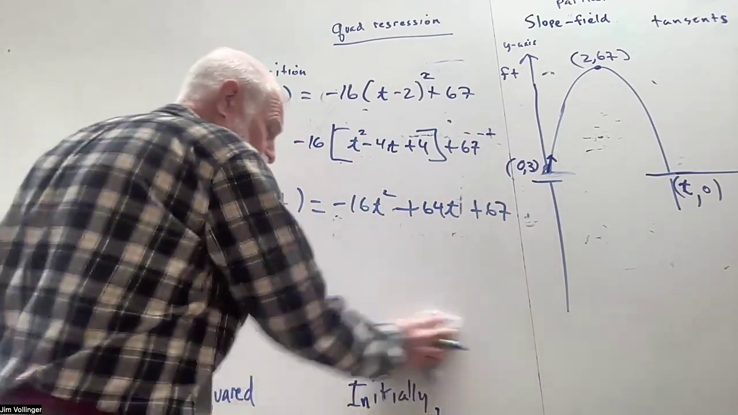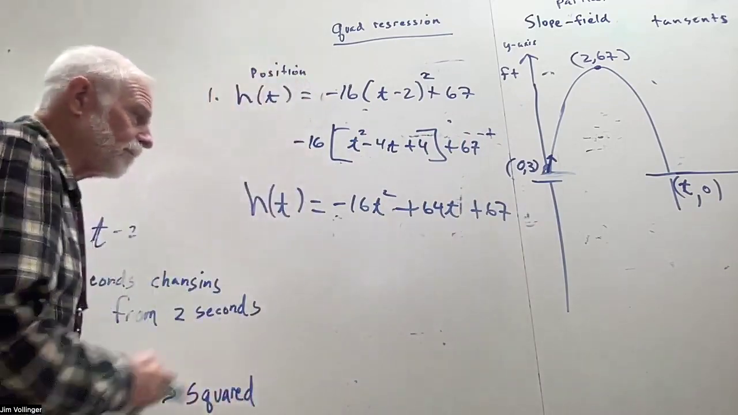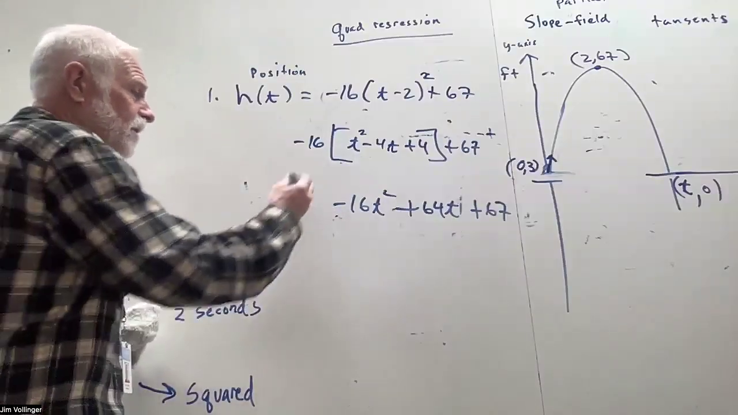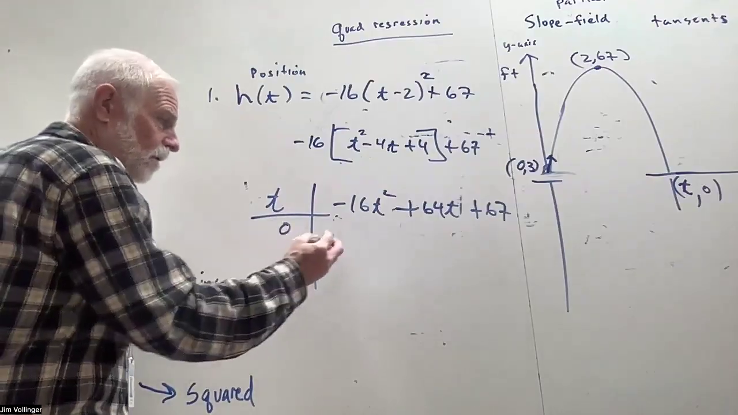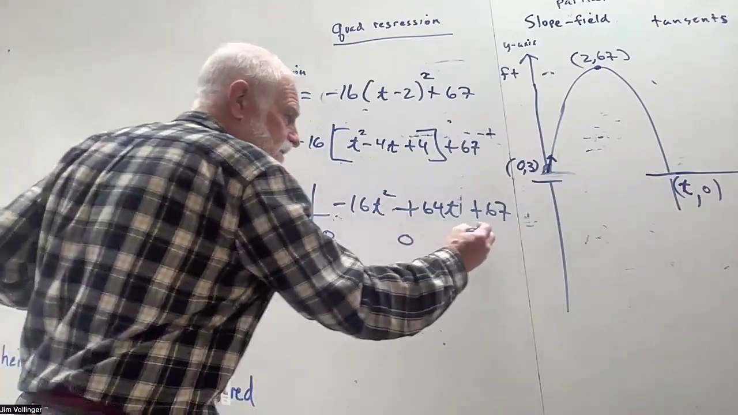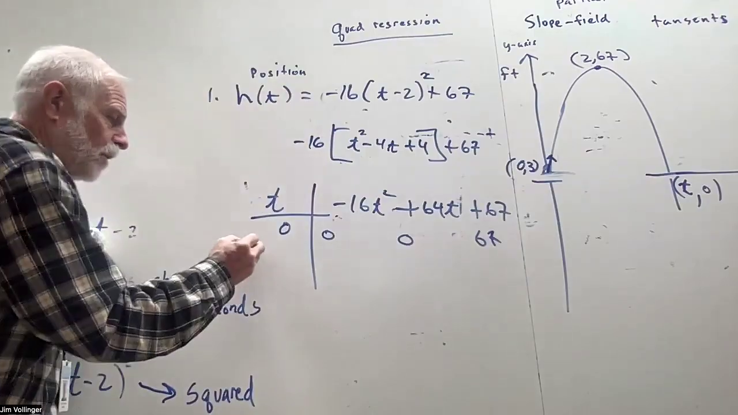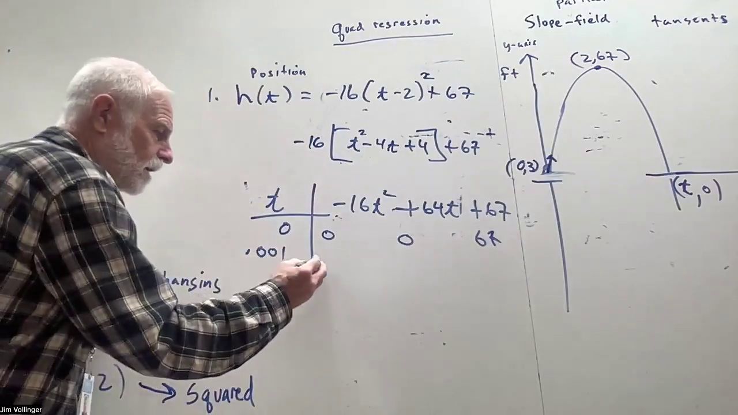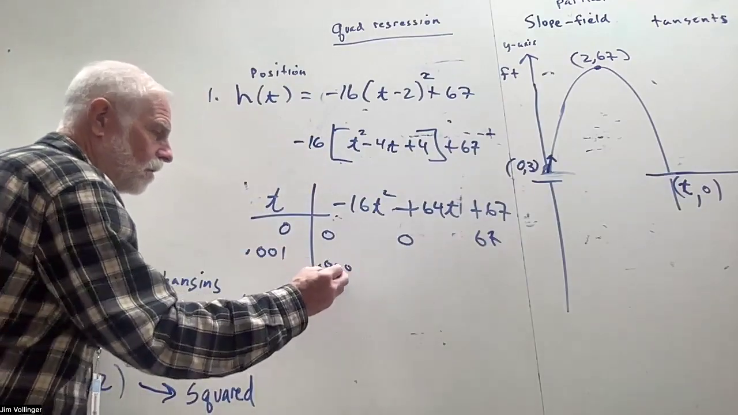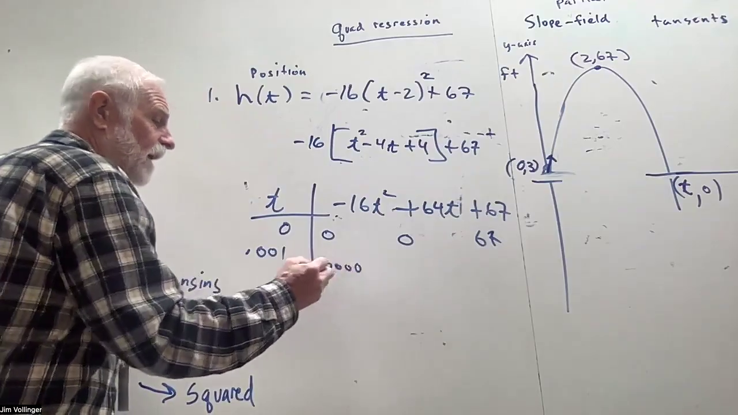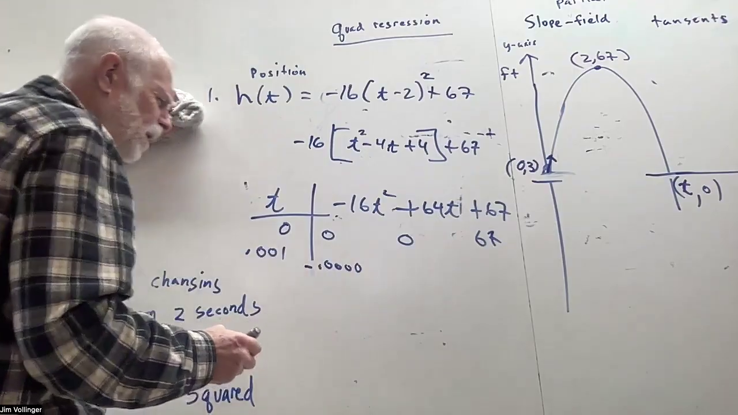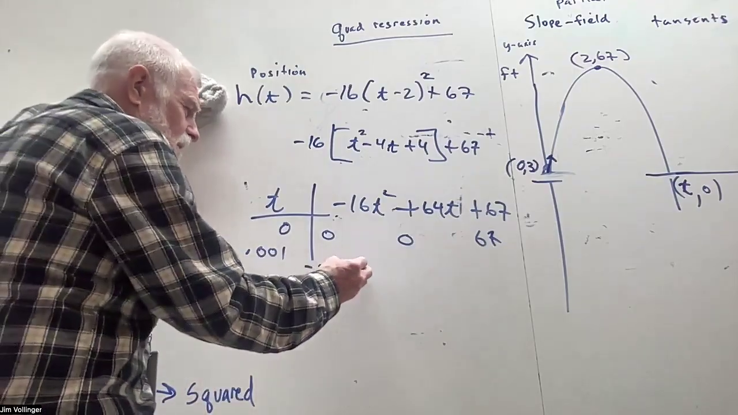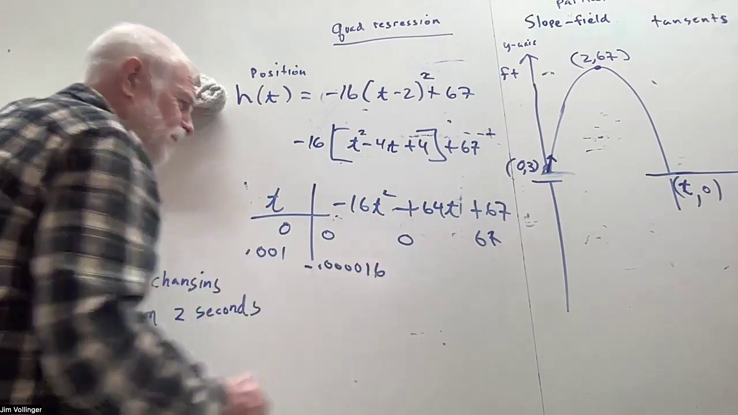Now, if we want to get into it and plant a few seeds from a calculus standpoint, I've done this because I think it's important for you to see. So if we put a 0 in, you get 67. And if you put 0.001 in, you get negative 0.000456. I believe you get that.